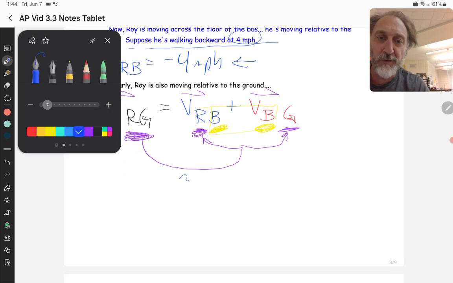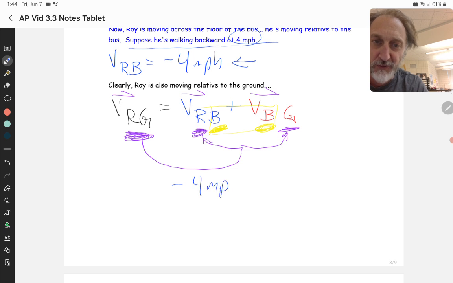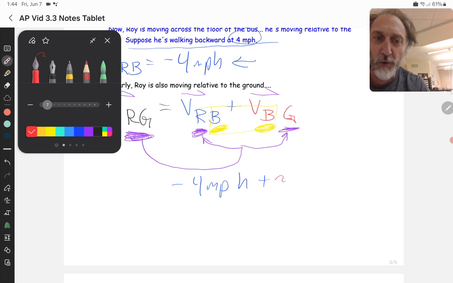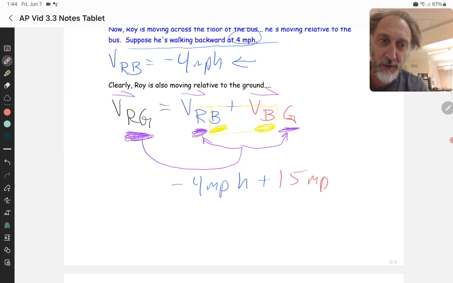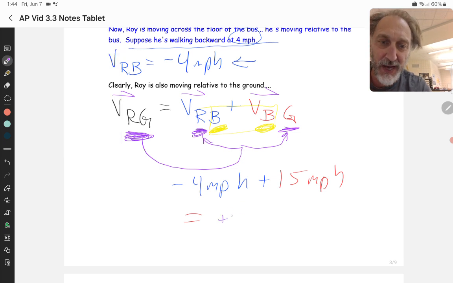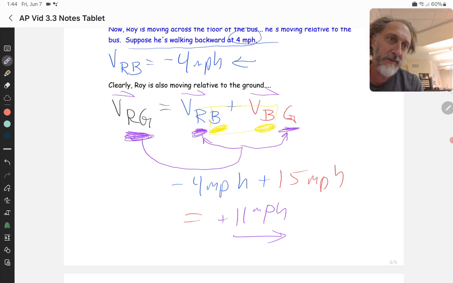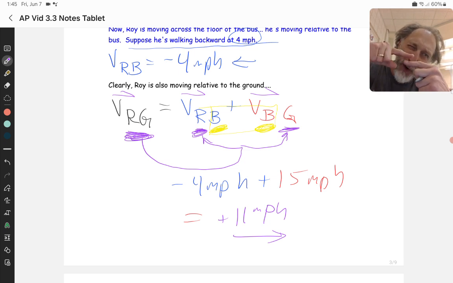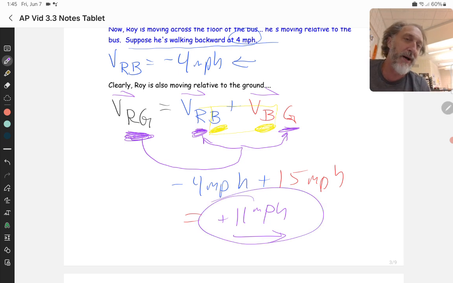Well, Roy is moving backwards by 4 miles every hour in a thing that is moving forwards 15 miles every hour, which means Roy has sort of a net velocity of positive 11 miles per hour forwards, right? Okay. So hopefully that makes some sense. The bus is moving forwards at 15 miles an hour. He's going that way at 4 miles an hour, sort of canceling out 4 of those 15 miles an hour, and we're left with 11 miles an hour. Okay? So that's how that works.